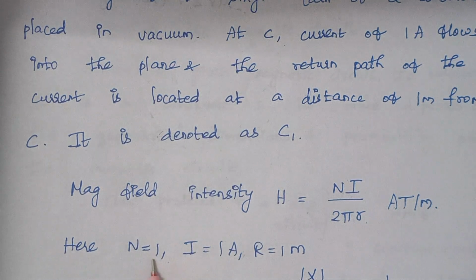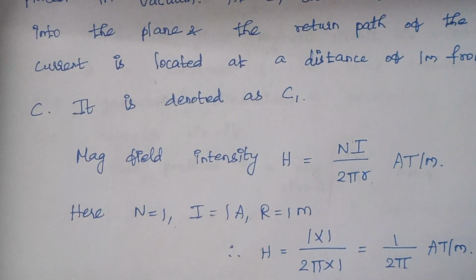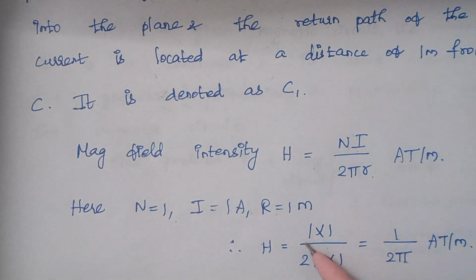Now we are going to substitute these values in this formula. Therefore, the value of H is given as 1 into 1 divided by 2 pi into 1. So, simply it is given by 1 by 2 pi ampere turns per meter. So, this is for the permeability of free space.